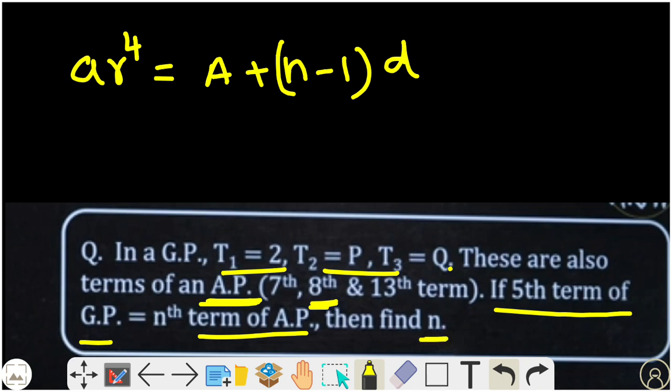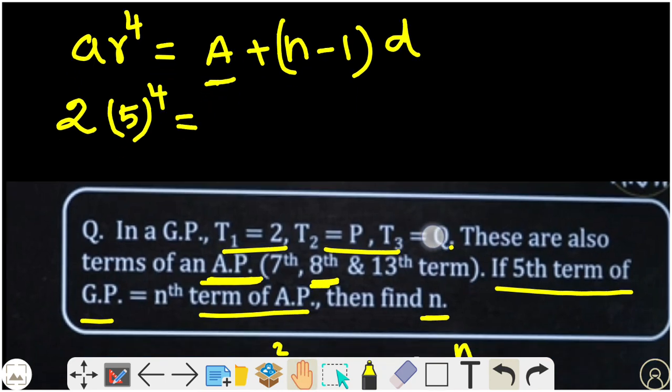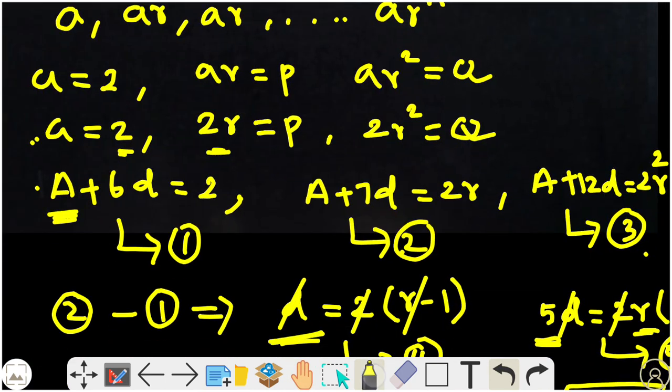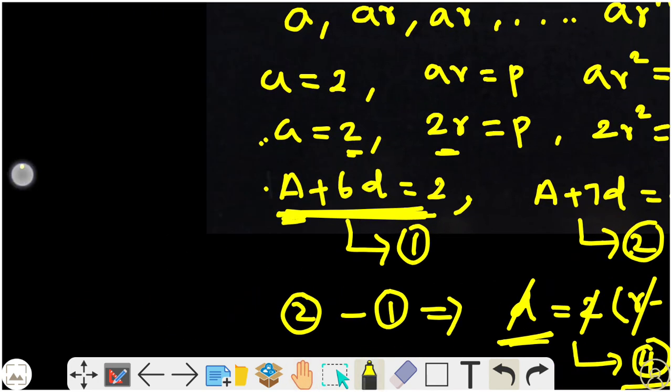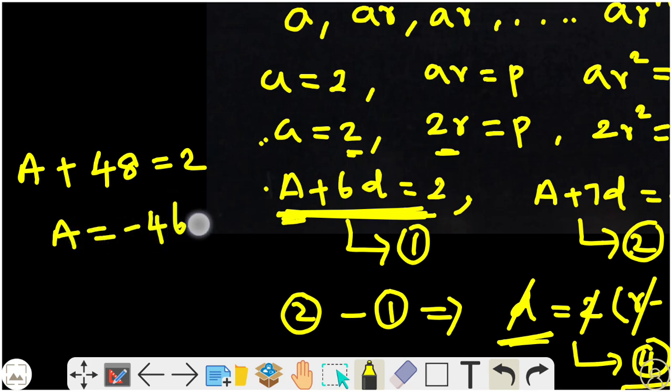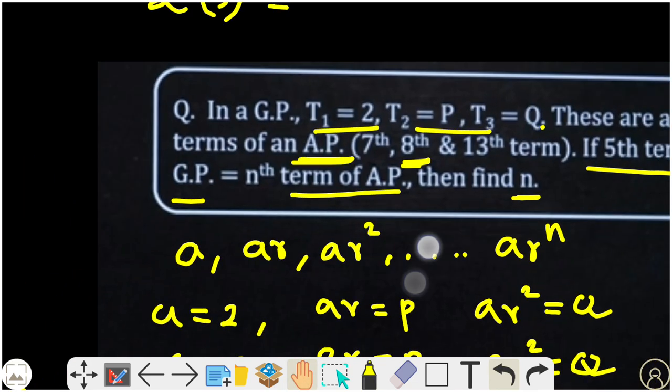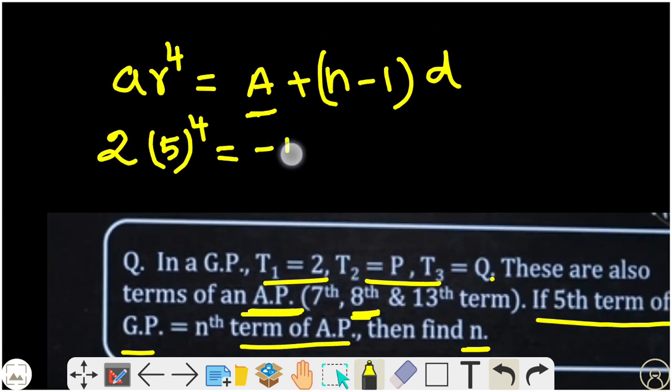So we know a is 2 in the GP, and r is 5, so r power 4, but in the arithmetic progression we don't know a. Using this thing we will find the value of a. So a plus, we found that d is 8, 6 times 8 is 48, which is equal to 2. So obviously a is equal to minus 46. So now we have to substitute a equal to minus 46 here. Minus 46 plus, we don't know n, and we know d is 8.